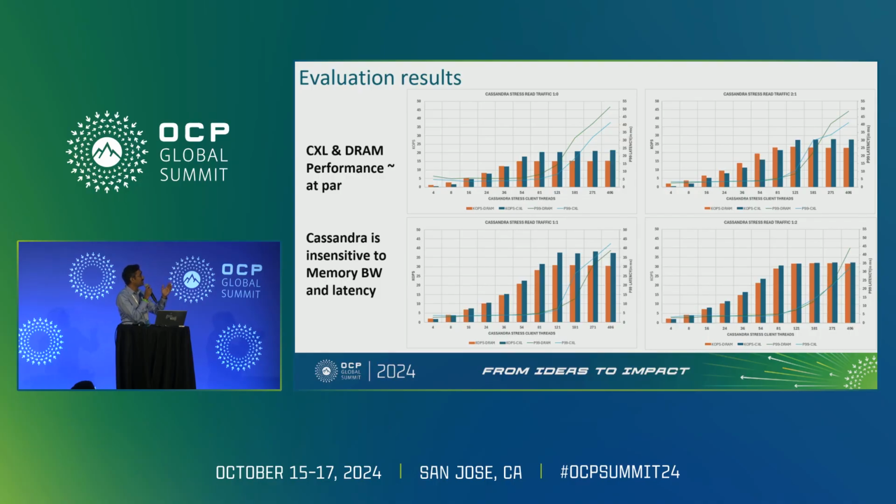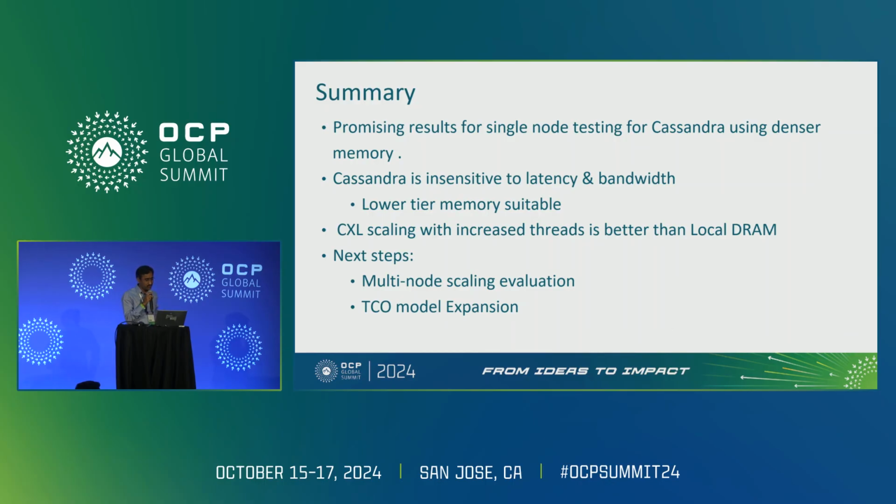There are various scenarios that we have taken: 2:1, 1:1, and 3:2 read-write ratios that we have analyzed here. The outcome was that the bandwidth and latency are not really affecting the K-ops, which is the output. What we observed is that CXL is performing at par with the local DRAM. In some cases, with the additional CXL capacity, it is performing better than the local DRAM. So these are some of the initial analysis. If we see the summary of the analysis with a single node, the results are really promising.